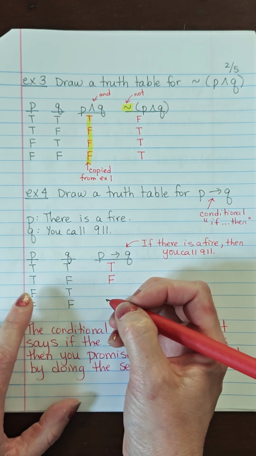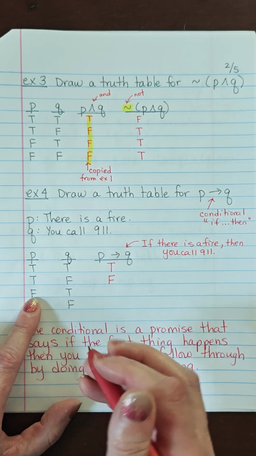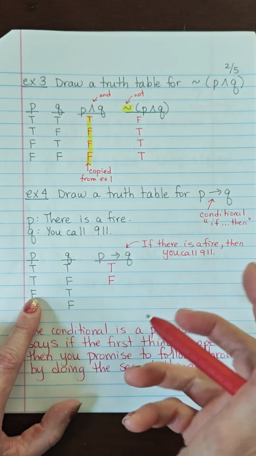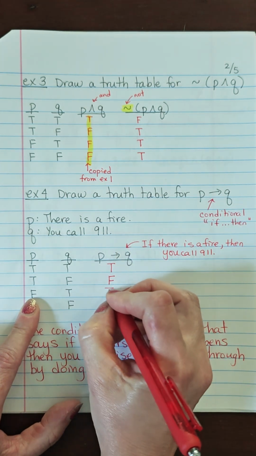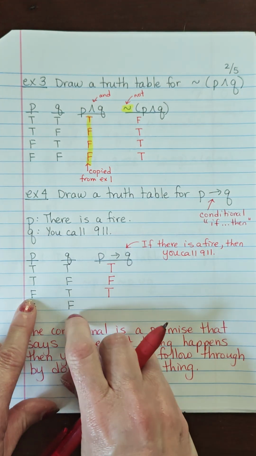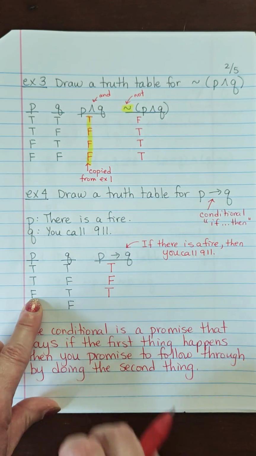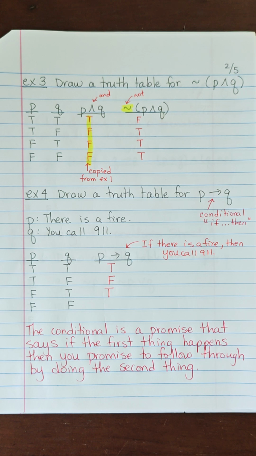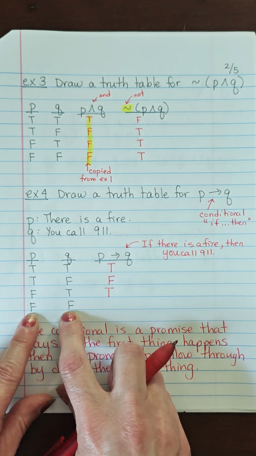So this false right here is what means that you don't have to follow through. There wasn't a fire to begin with. So this one is a default true. You didn't break your promise because this first thing didn't happen for you to need to follow through. Okay? All right, then we have false.